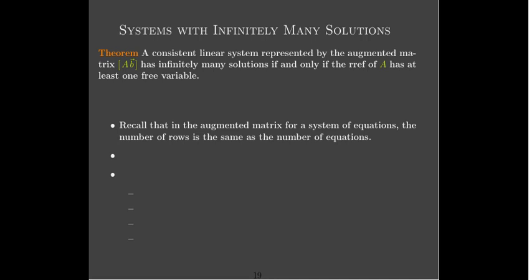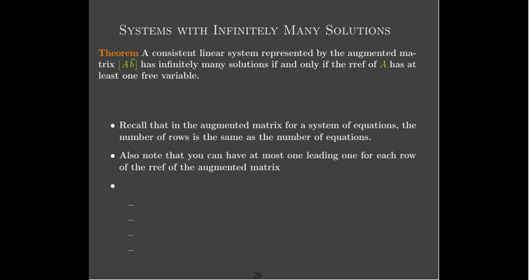So now let's think about that for a minute. If you have an augmented matrix, the number of rows is the same as the number of equations. And you can have at most one leading one in each row. That's just by definition, right? The leading one is going to be the first non-zero entry in each row. So once you get to the reduced row echelon form, you can have at most one leading one in each row.